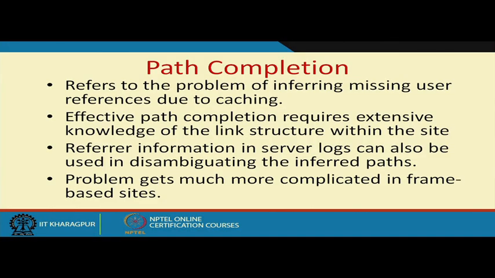Effective path completion requires extensive knowledge of the link structure within the site. Referrer information in the server log can also be used to disambiguate the inferred path. In case the site contains frames, which are basically embedding HTML pages within other HTML pages, path completion becomes even more difficult, because the entries in the access log will always come in the name of the parent frame.